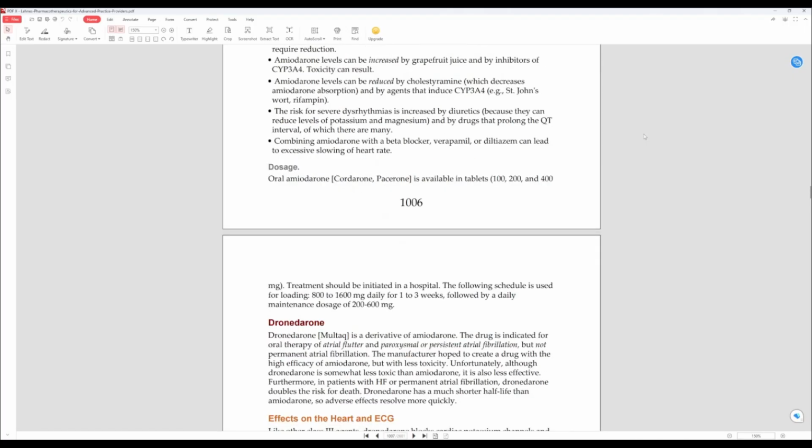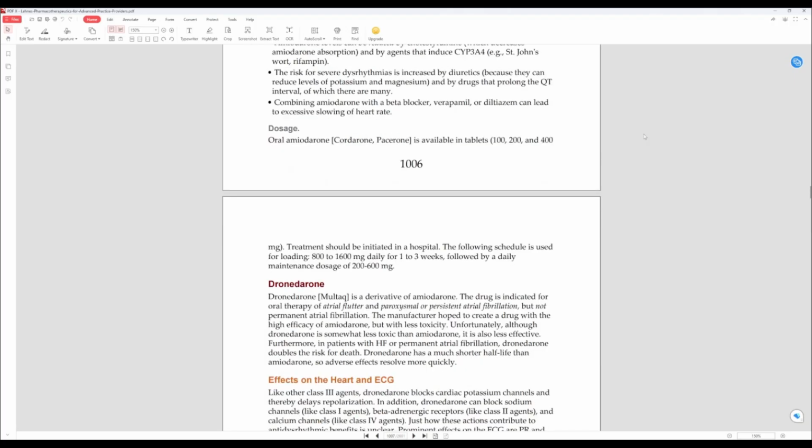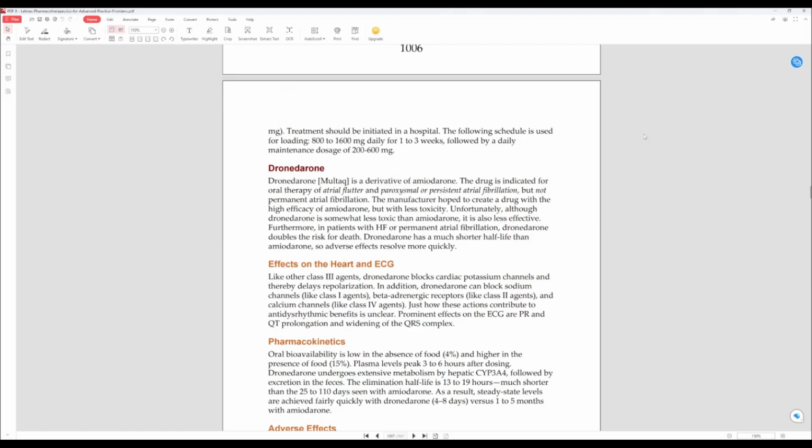So our dosage, again, we're speaking strictly just on the oral aspect. There are available tablets in 100, 200, and 400 milligrams. Treatment should be initiated in a hospital, and there should be a follow-up schedule, especially if there is a need for a loading dose. And so that brings us to dronedarone.